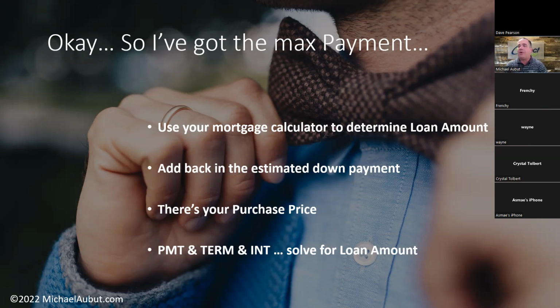And if I know they want to put down 10%, and I'm at 300,000, I can tell them you're going to probably be in the ballpark of 330. Ballpark. This is art, not science. That's your purchase price. You could probably buy a house around 330, Mr. and Mrs. Smith.